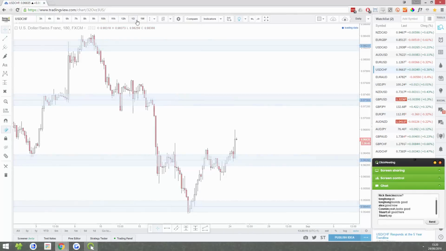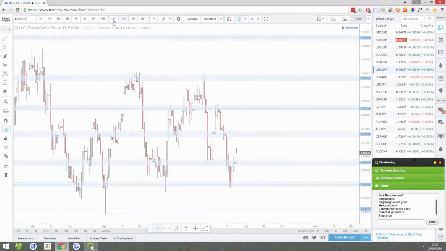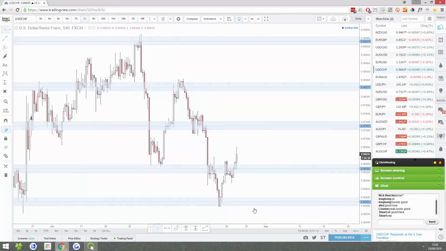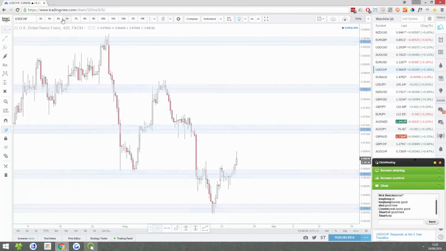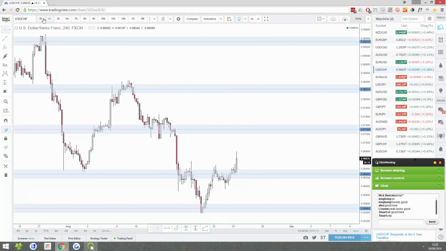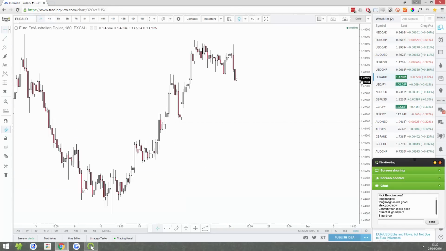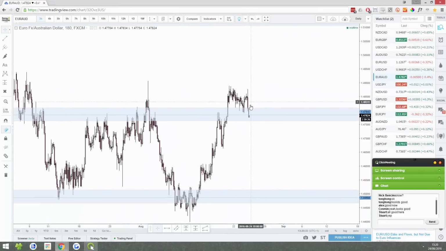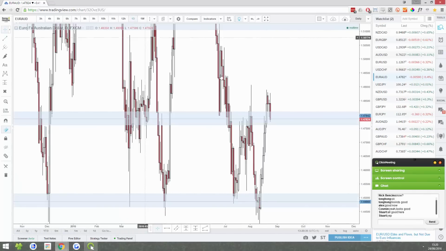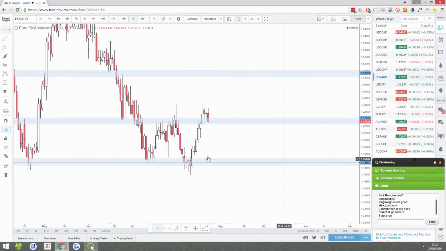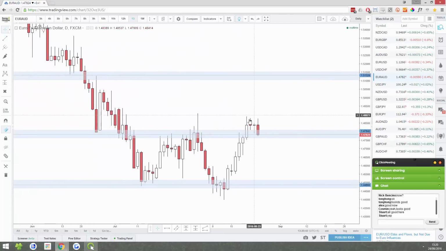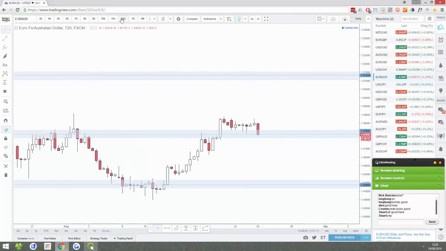Okay, so let's take a quick look at USD CHF. It's in between two support resistance areas, so nothing much happening there. Euro AUD might be getting a continuation on Euro AUD too, but I don't think that this would be as good a trade. I'll explain why in a second.